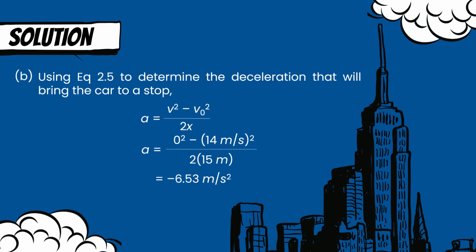And for the solution for question B, we use the equation 2.5 to determine the deceleration that will bring the car to a stop. We have acceleration is equal to the final velocity v squared minus the initial velocity v sub 0 squared all over 2x. Substituting, we have 0 squared minus 14 meters per second squared all over 2 times 15 meters, and that yields negative 6.53 meters per second squared.